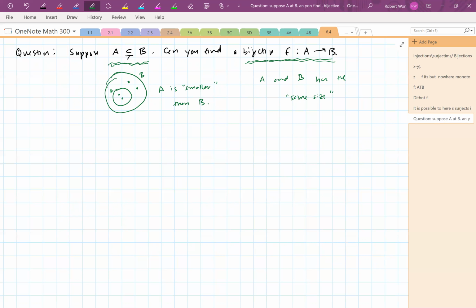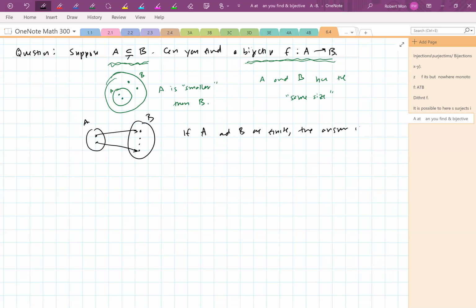If I draw a picture like this, so there's 4 elements in B and 2 of them are in A, it's clear that there's no way that I could draw a bijection from A to B because I could just never be surjective. There just is no way. So if A and B are finite, the answer is definitely no. Basically for this reason: if they're finite and A is a strict subset of B, it means that B contains more elements, but the image of F contains only as many elements as are in A. So there's got to be something in B that doesn't get hit by F.